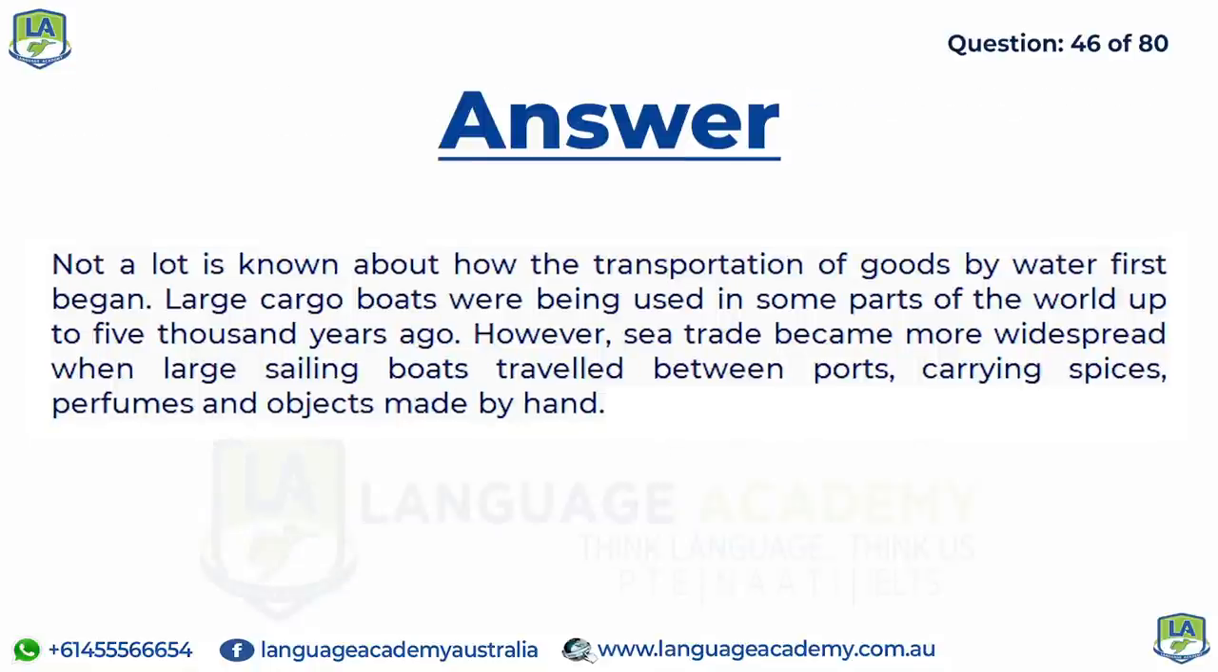Not a lot is known about how the transportation of goods by water first began. Large cargo boats were being used in some parts of the world up to 5,000 years ago. However, sea trade became more widespread when large sailing boats traveled between ports, carrying spices, perfumes, and objects made by hand.